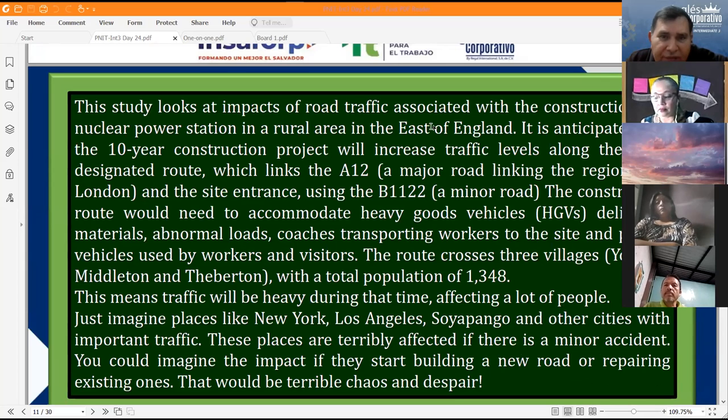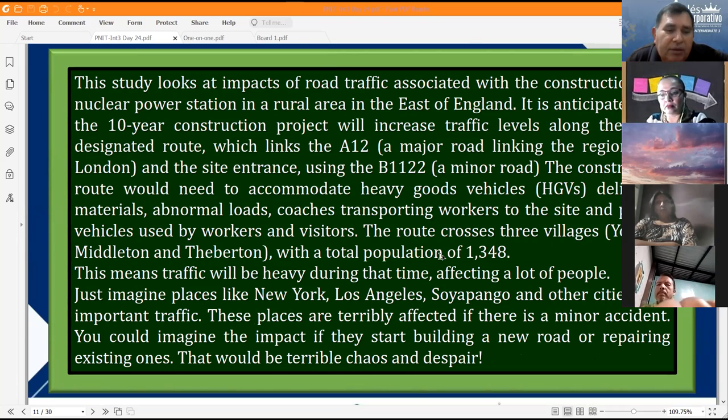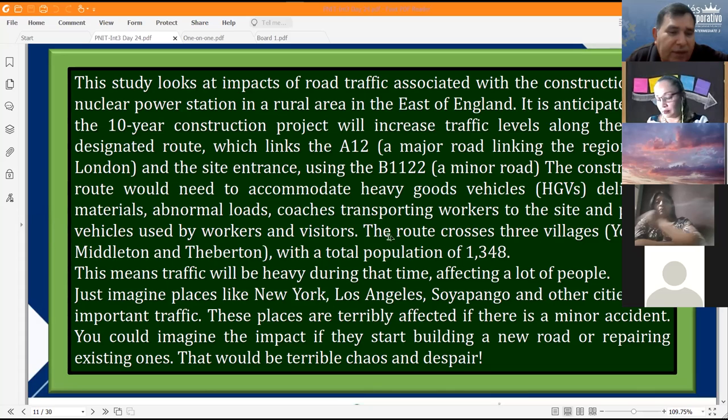This study looks at impacts of road traffic associated with the construction of a nuclear power station in a rural area in the east of England. Imagine over here, my friends, we're going to read about what's going to happen to this neighborhood that only has 1,348 people, who travel taking the B1122. The construction is going to take 10 years. So during 10 years, they're going to be suffering heavy traffic for 7 kilometers of this route. But imagine Soyapango, where every day people have to travel somewhere like 10 to 12 kilometers, slowly. So it's desperating, right? It's really desperating.